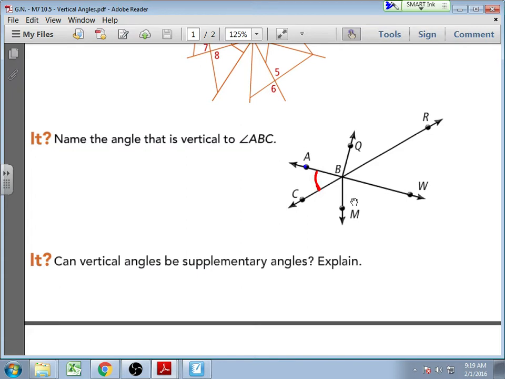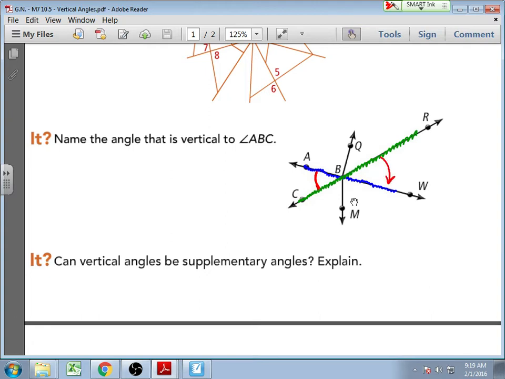I'm going to start at A, go to the vertex, and just keep going through the vertex. So I get that side. I do the same thing for the other side, starting at C. I just go through the vertex. And now the 2 rays that I have shaded are going to make up the other angle that I want to use.